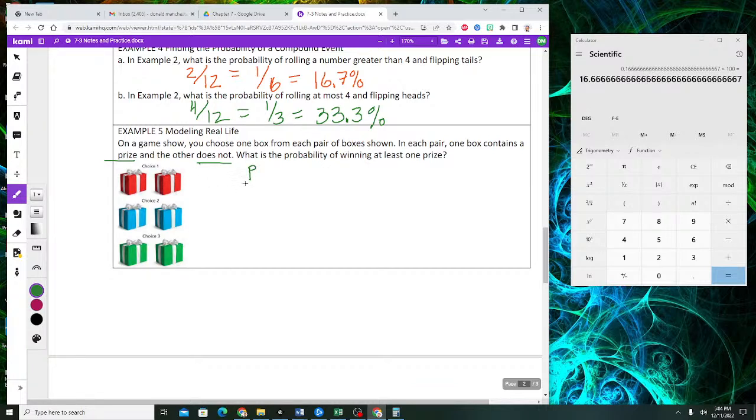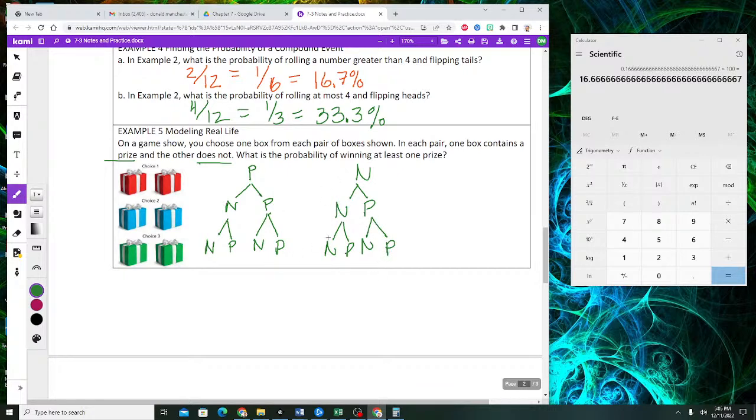So we're looking at, in the first choice, we could win a prize, or we could not win a prize, or we could win a prize in the second choice, or in the third choice, we could not win a prize, or we could win a prize. Over here, we could not win a prize or win a prize. Again, in the first choice, we could not win a prize, but then we could not win a prize or win a prize, and then we could not win a prize or win a prize, and then we could not win a prize or win a prize.